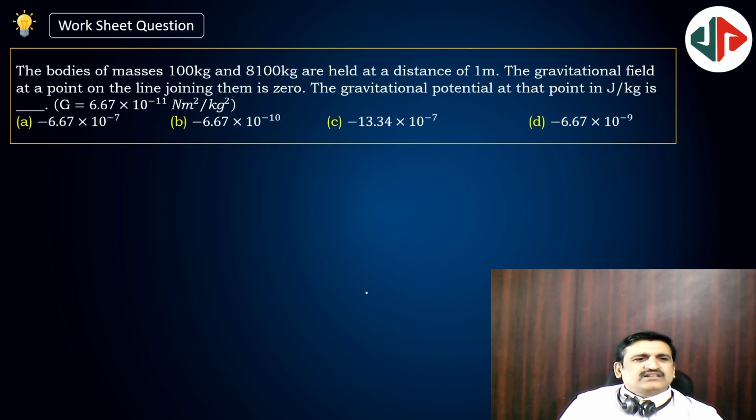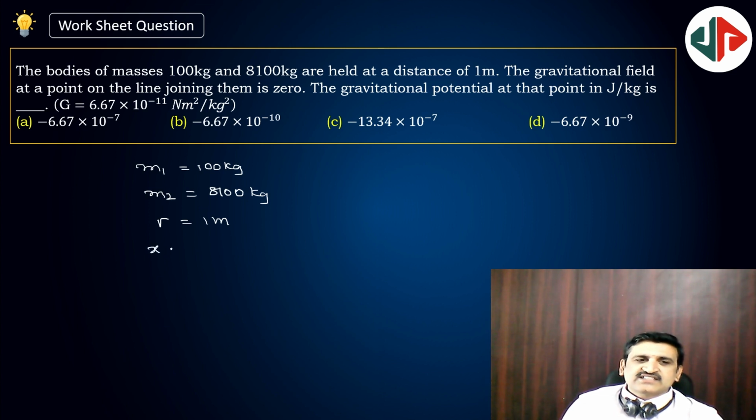Next, simple mathematical things. Two bodies of masses M1 equal to 100 kg and M2 equal to 8100 kg are held at a distance R equal to 1 meter. The gravitational field at a point on the line joining them is 0. The gravitational potential at that point is, that means the null point he is asking, x is equal to the null point.